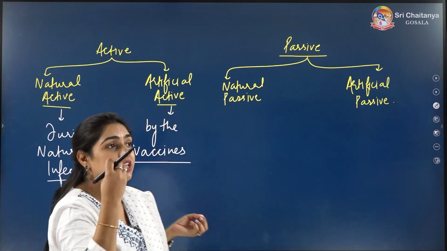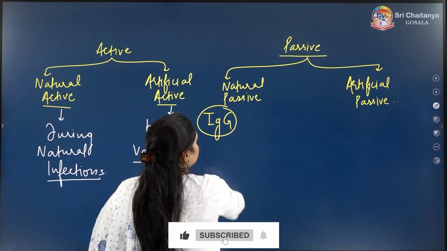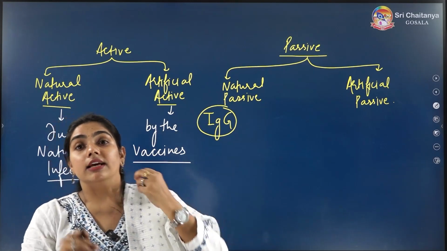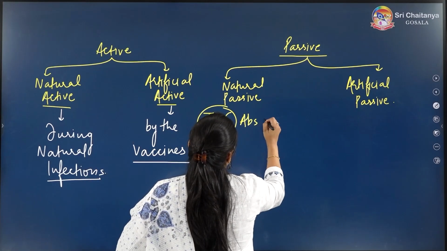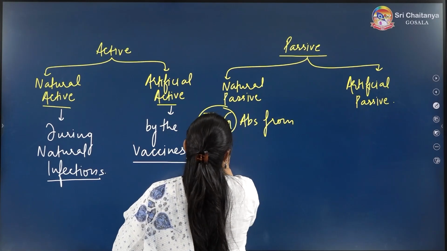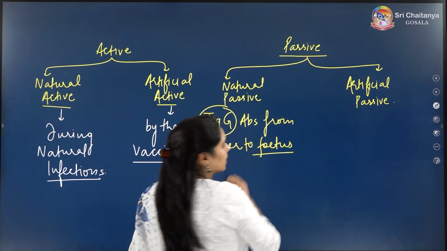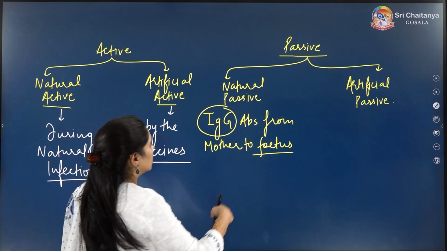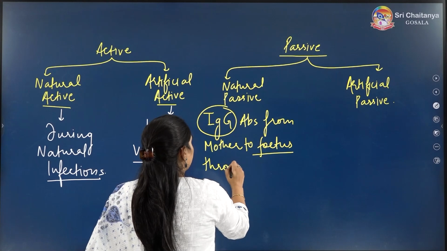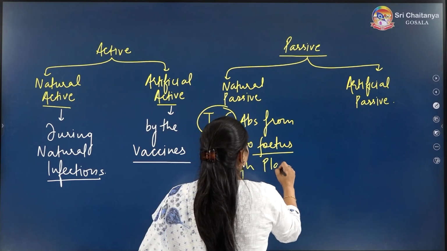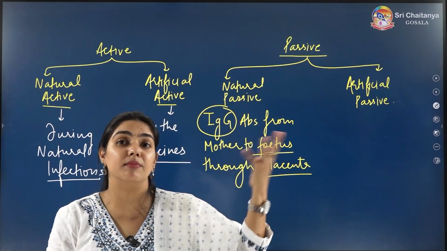Which antibodies? Very important question. IgG. This is a type of antibody which can cross the placenta. So IgG antibodies go from mother to fetus. The fetus is the developing baby inside the womb of the mother. So IgG antibodies from mother to fetus are going through the placenta. So this is a natural process. We are getting ready-made antibodies.